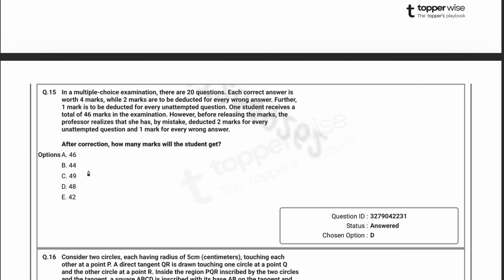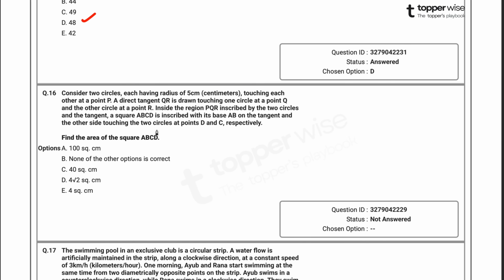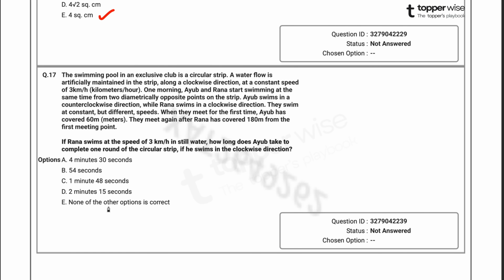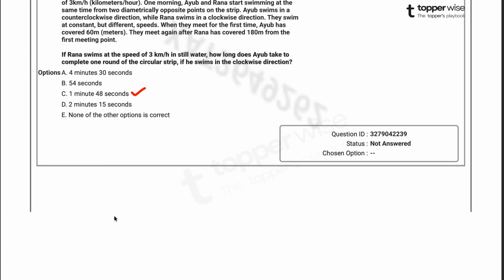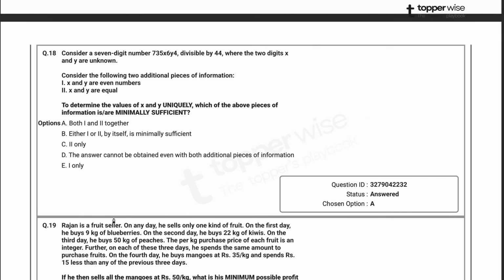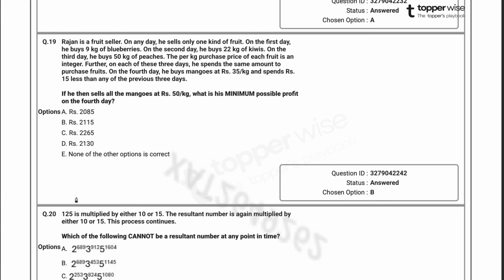For 15, the answer is D, 48. For 16, the answer is E, 4 square centimeter. For 17, the answer is C, 1 minute 48 seconds. For 18, the answer will be C, second only. So 2 only. For 19th, the answer will be B, 21,115 rupees.